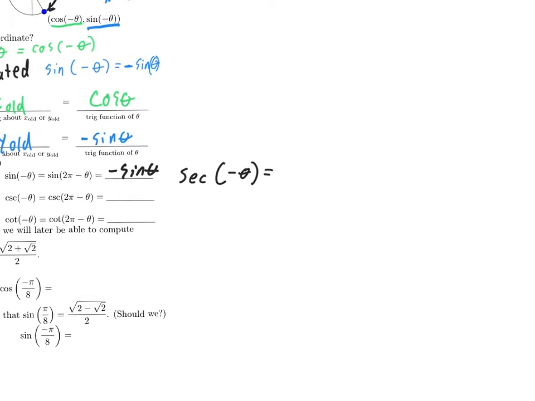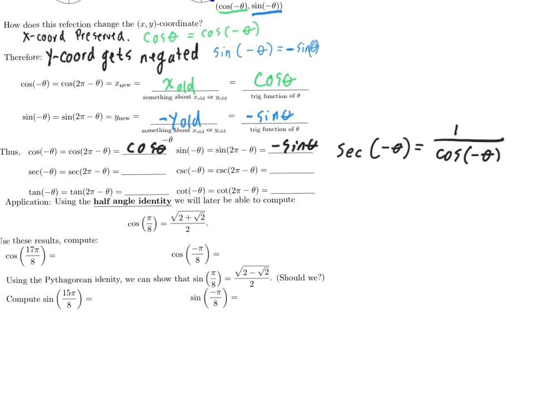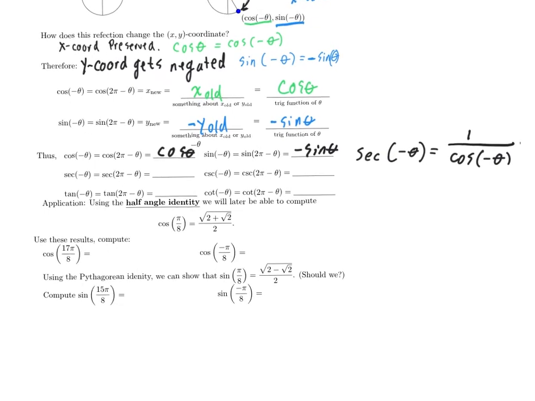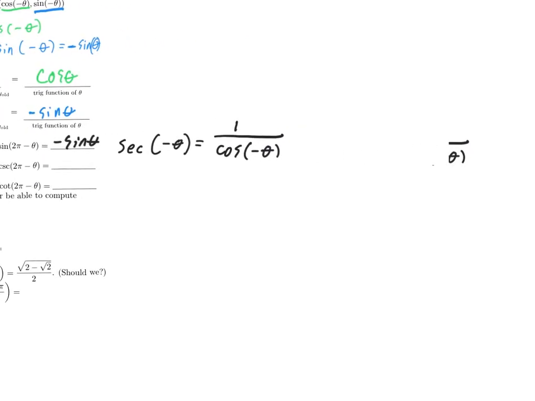Let's see, the secant of an angle is the same thing as 1 over cosine, so secant of negative theta is 1 over cosine of negative theta. But I know what happens to cosine when I stick a negative sign. Cosine of negative theta is the same as cosine of theta. So I can replace cosine of negative theta with the cosine of theta. So that means secant of negative theta is the same thing as 1 over cosine of theta, but that's the same thing as secant theta.